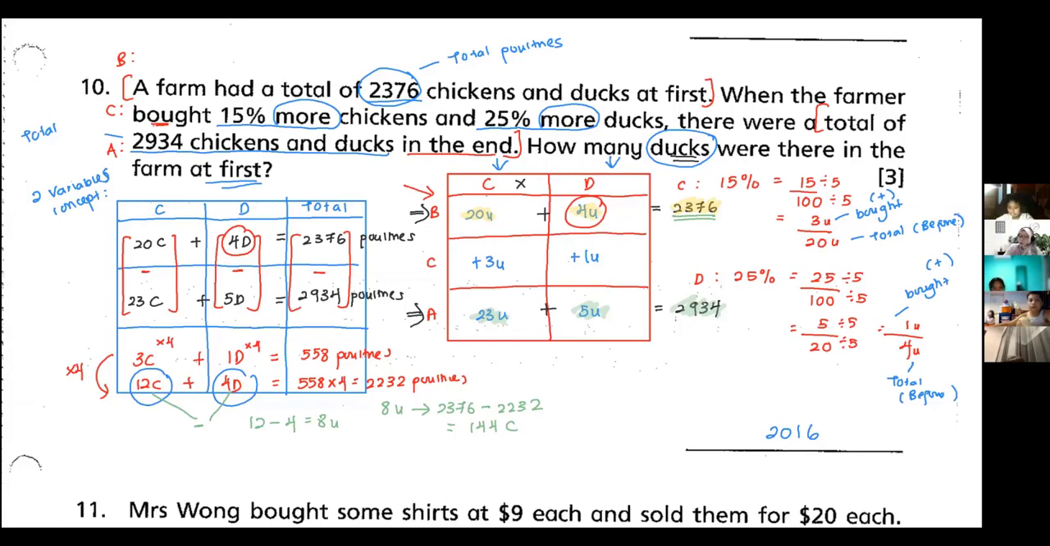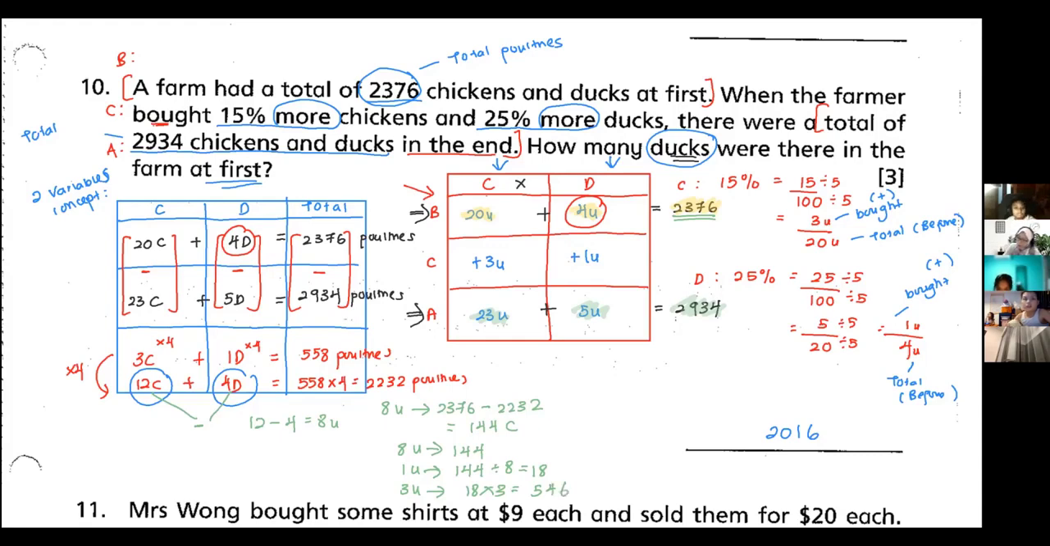Once you have this information, 144 chicken, we go back again. So we have 8 unit is 144. 1 unit is 144 divided by 8 equals 18. Now we are going to find 3 units. 3 unit is 18 times 3 equals 54.